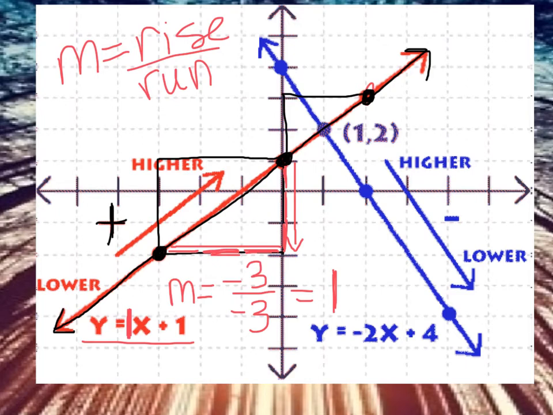I can do it above the line or below the line. Let's do above the line this time. So I'm going to rise up 2, so my slope is going to be +2 since I'm going up 2, and then I'm going to be running over to the right, which is also +2, and 2 over 2 equals 1. So once again, my same slope.